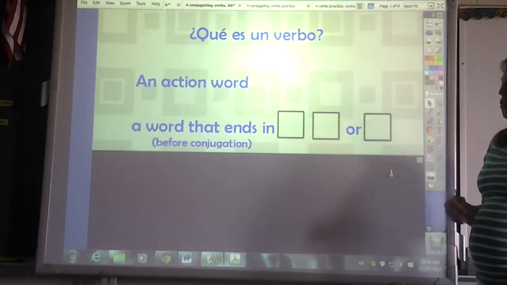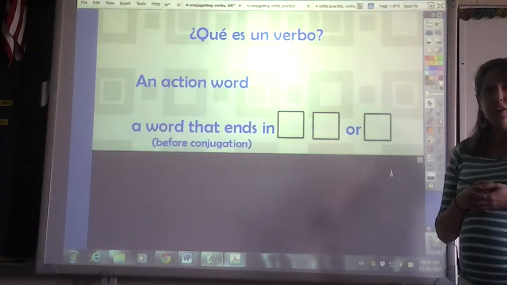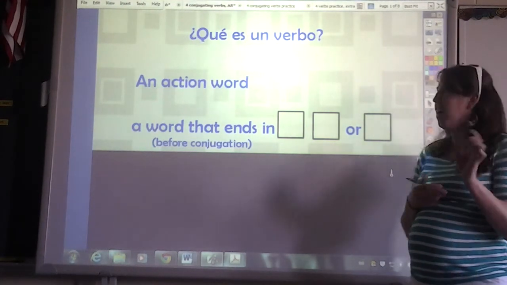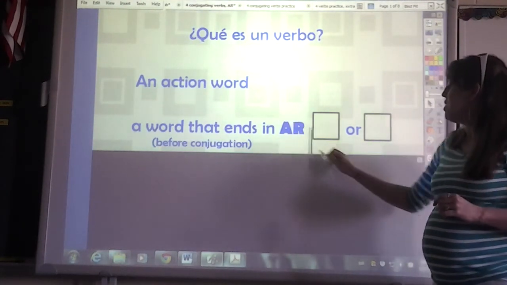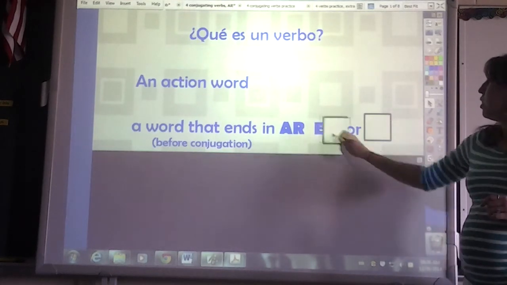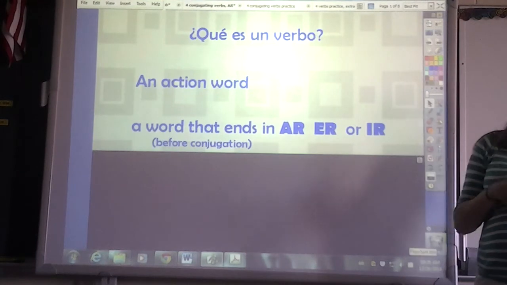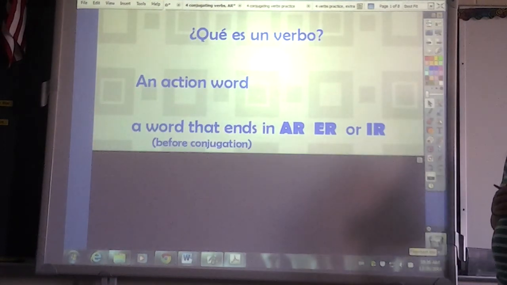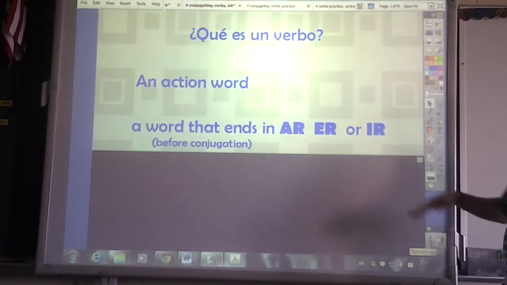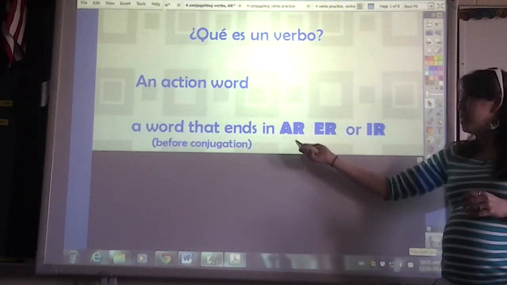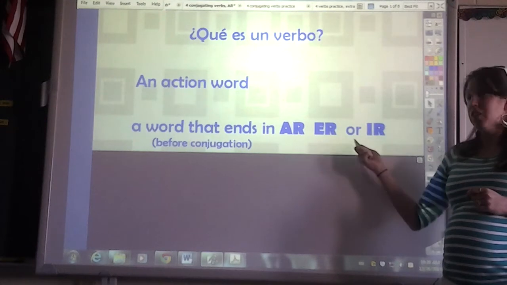In Spanish, it's also an action word, but we can look at it and tell it's a verb because it will end in AR, ER, or IR before we conjugate it. So in Spanish, we can look right at a word and know if it's a verb because it will always end in AR, ER, or IR.